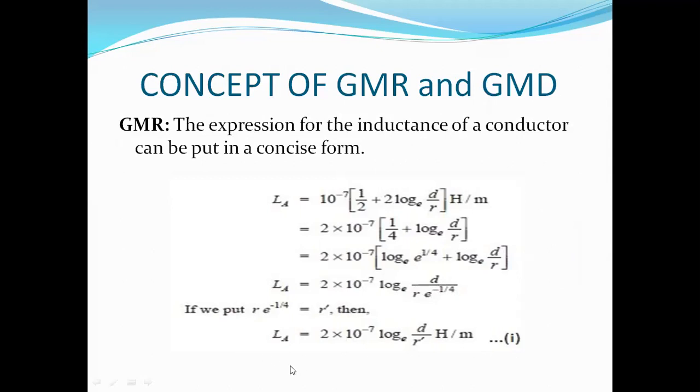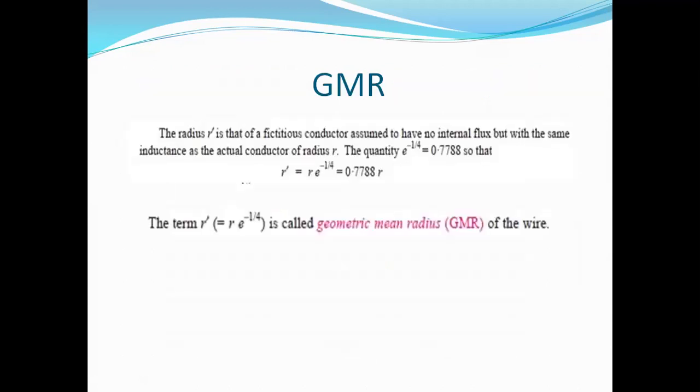Now, if we consider the denominator part with the logarithm, R e to the power minus 1 by 4, as R prime, then we can rewrite the same equation like equation number 1. That means L equals 2 into 10 to the minus 7 log D by R prime to the base E, Henry per meter. So we are considering here equation 1. That means we are considering R e to the power minus 1 by 4 equals R prime.